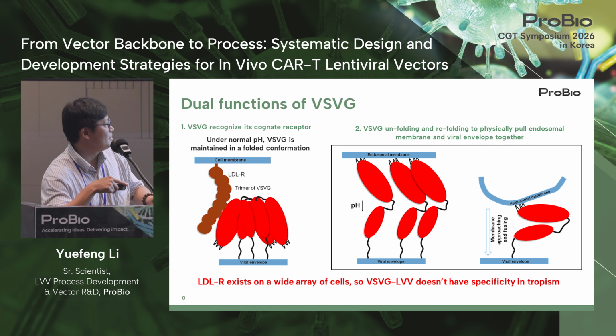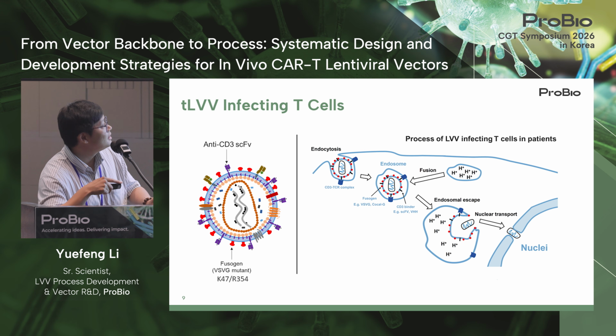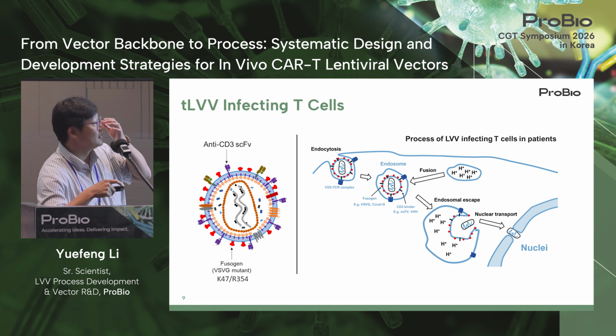The most important thing we have to remember here is LDLR, which is the receptor of VSVG, shows up on a very wide range of cells. So if we use VSVG as the envelope protein of LVV, the LVV will infect almost all kinds of cells in our body. So that's why when we try to deliver LVV, the CAR gene, into T cells directly, specifically in the patient's body, we have to let the LVV go find the T cells by itself. We have to make a specific LVV, which can target T cells specifically.